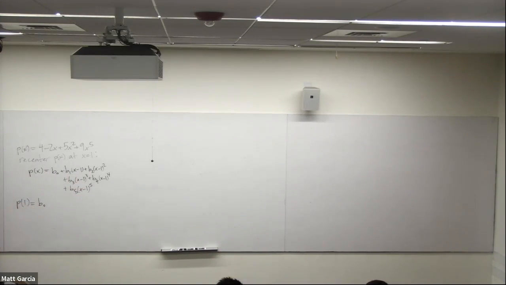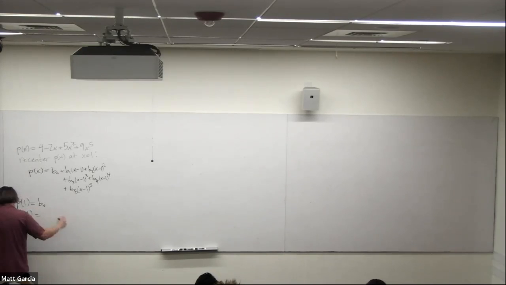Yes, this is polynomial approximation. We're still talking about polynomial approximation. This is just picking up the example from yesterday. Okay, so p prime of 1, we just get b1, p double prime of 1.